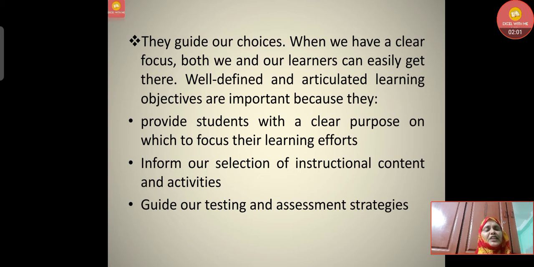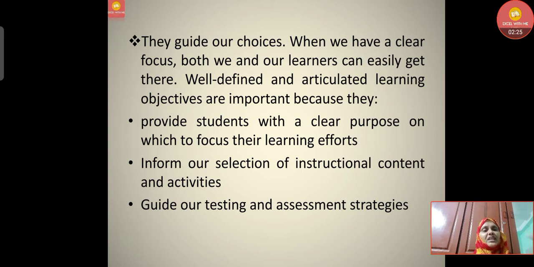How should the learning objectives be? They should be well defined and articulated. They are very important because they provide students the purpose of learning a particular topic, and why to focus on their learning efforts. Then they inform our selection of instructional content and activities.